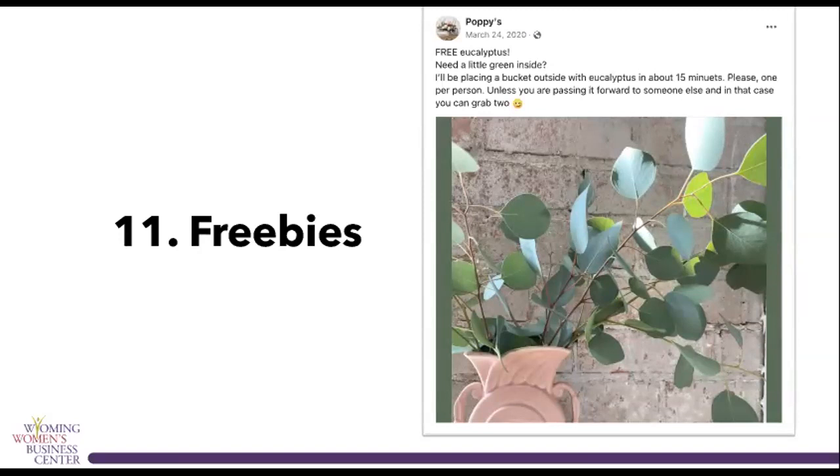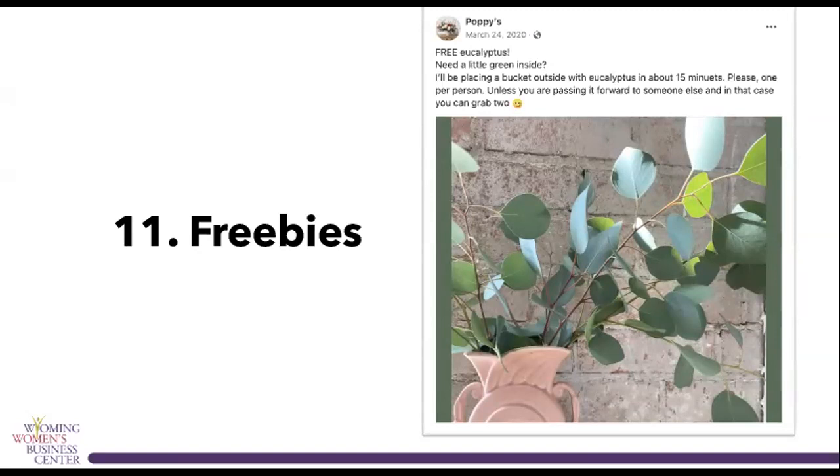In this example, a local florist is giving away free eucalyptus. They just set it out on the sidewalk and said, first come, first serve. Perhaps they ordered more than they needed, and instead of letting it expire in their care, they spread the word and got it to a good home.